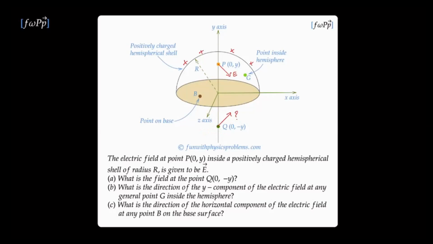If you take a general point inside G, the question is what is the electric field only in the Y component. So in this direction, is it downwards? Is it upwards? If you take a point on the base out here, then in the horizontal direction, that is in the plane of the base, what's the direction? Is it towards the center, pointing away? By symmetry, we can say it's either to the center or away. So what is that electric field?